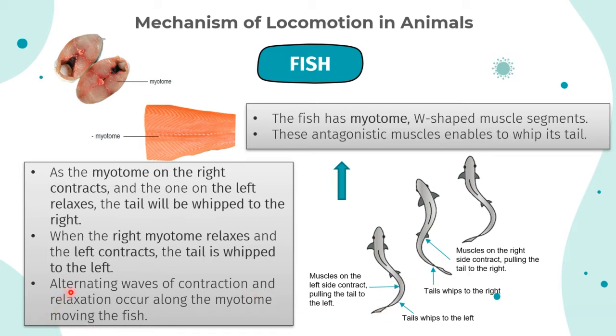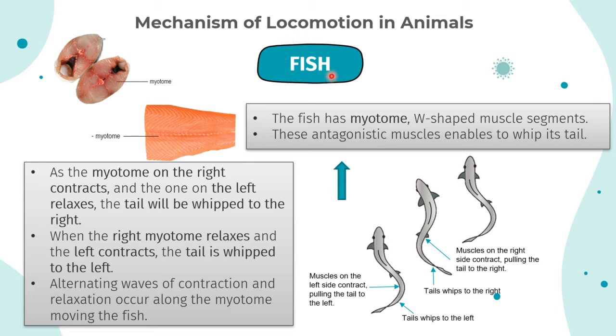Okay, and then an alternating wave of contraction and relaxation occurs along the myotomes, moving the fish. So the tail will whip to the right, left, and cause the fish to move forward. So that is what happens in locomotion of fish.